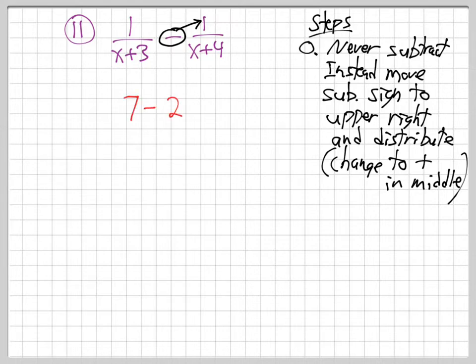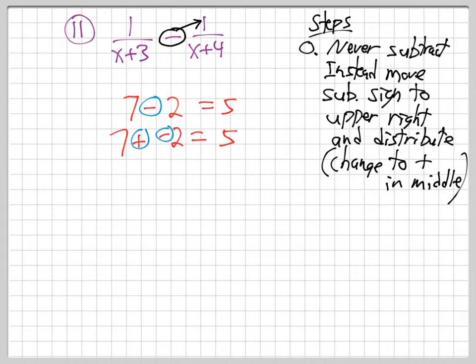If I was doing 7 minus 2, what's the answer to 7 minus 2? It's 5. How can I make that an adding problem with the same answer? 7 plus what? Negative 2. It's going to be the same thing, isn't it? Well, that's all we're doing. What I'm saying is instead of subtracting, add the opposite. It's the same result, and you won't tend to mess up.